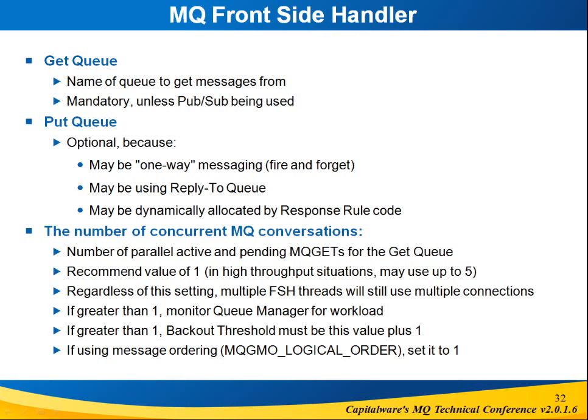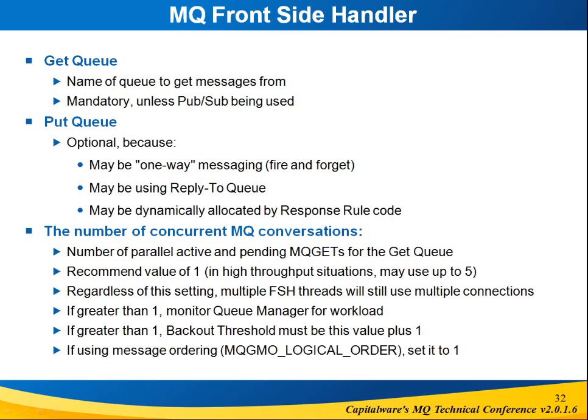Now, the recommended value of this is 1. In other words, you should only have one instance of the front-side handler running at a time. Under normal circumstances, that's plenty. That works just fine. But if you have a high throughput situation where the messages are piling into that queue at a very fast rate and you want to be able to pull them off as quickly as you can and process them through in parallel, then you could use up to 5, but with any more than 5 you're going to find that the contention between the front-side handler instances and the contention on the queue manager is going to become counterproductive.